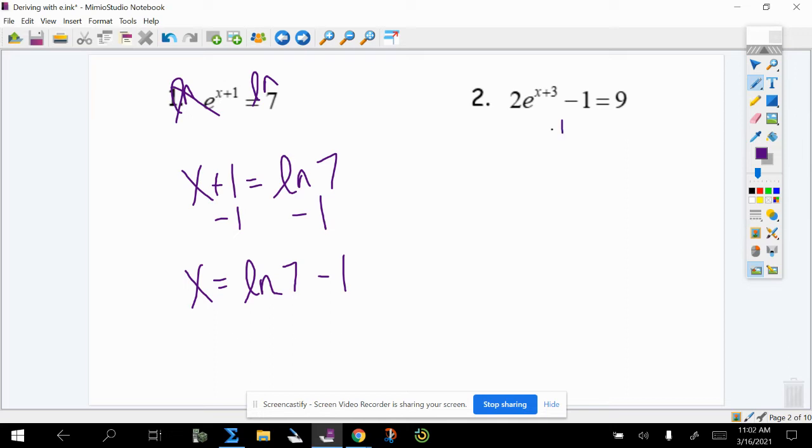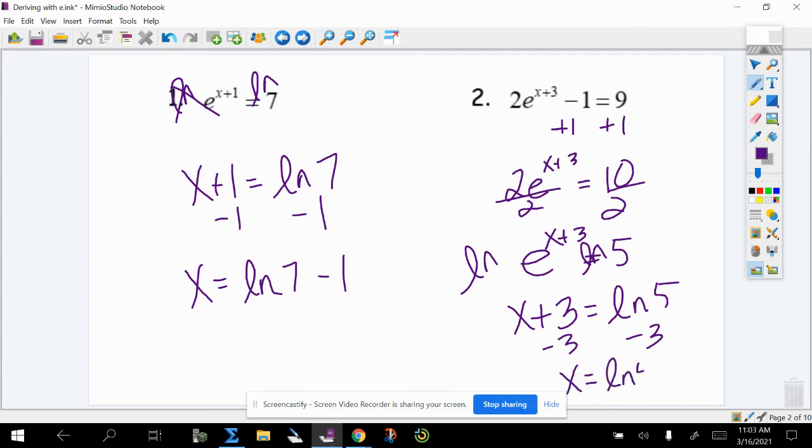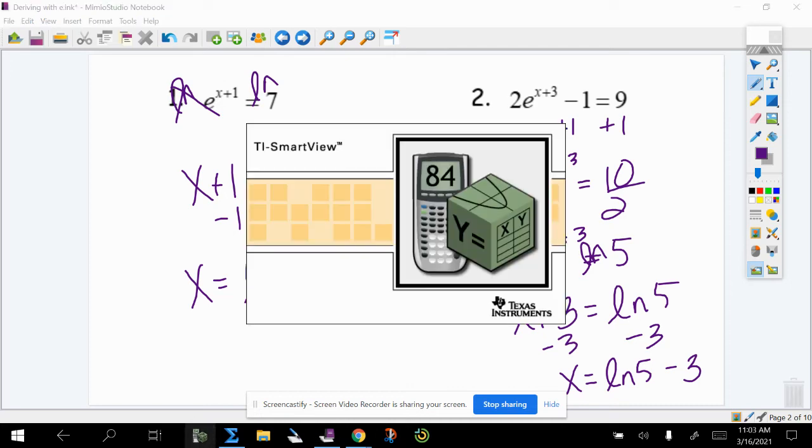And then the last one, we need to isolate the exponential piece. So we add 1. That will get rid of that. Then we divide by 2 to get rid of the 2 coefficient. So we have e to the x plus 3 equals 5. Take the natural log of both sides to get rid of the e. So you have x plus 3 equals the natural log of 5. And then finally subtract 3. And again, for the calculator answer, you would type in natural log of 5 and then minus 3. Just be careful with parentheses.